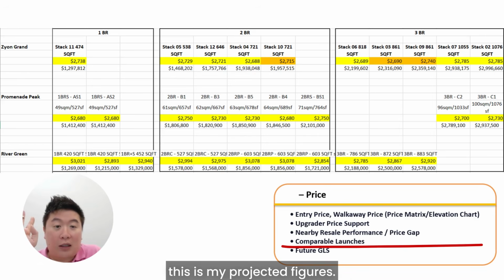But of course, to be fair, these are my projected figures. I may be wrong here, it may be higher than this. This is just my estimated figures. The figures in orange are my estimated figures. The figures in yellow are the actual ones provided by the developer. So what do I want to say here?